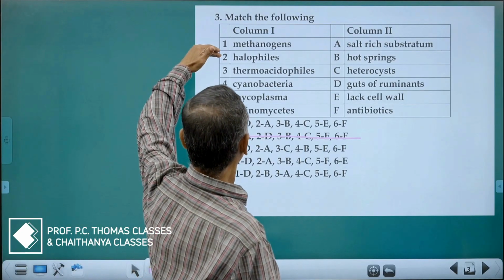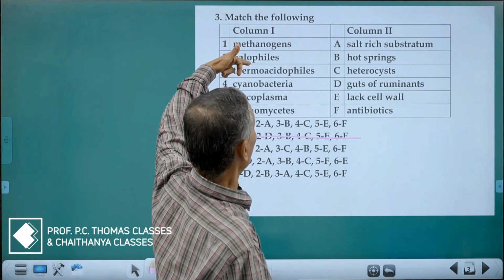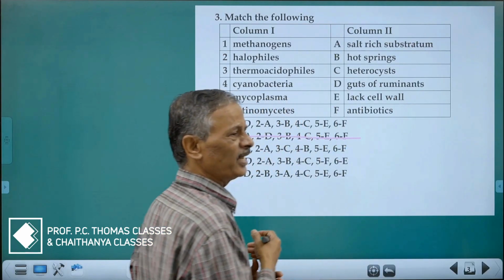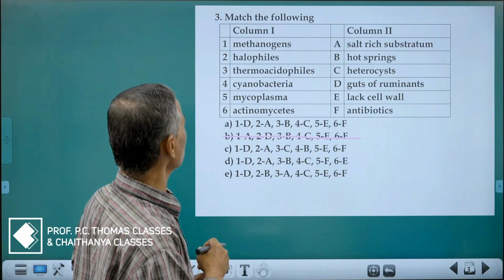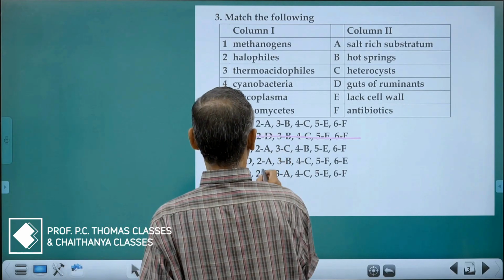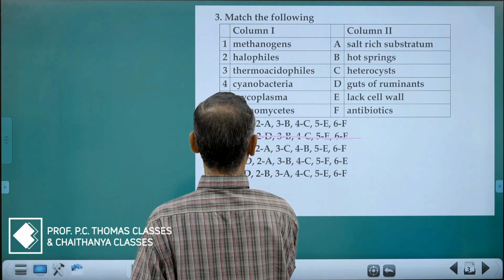Halophiles, who are all halophiles? Halo means salt rich. They are all living in very marshy places, very salt rich. So it should be 2A. So immediately you eliminated this one also.